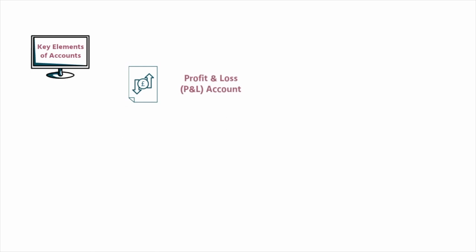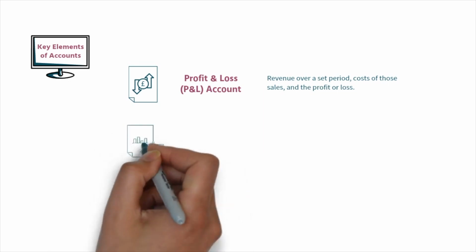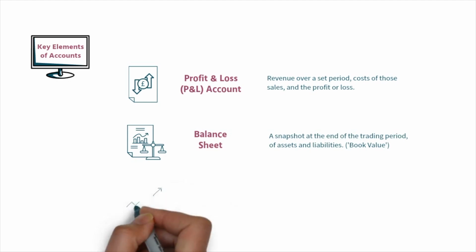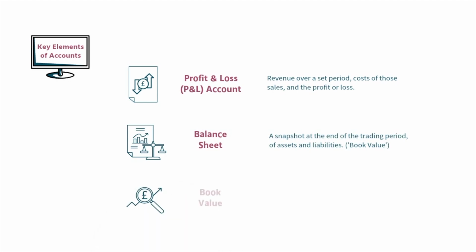The profit and loss account is a record of the sales or revenue generated for a set period, usually 12 months, the costs associated with those sales, and the resultant profit or loss. The balance sheet is a statement or snapshot, at the end of the last day of the trading period, of the assets and liabilities of the business. This effectively calculates the book value of the business. Book value is very often very different to what the business is actually worth. This will be explained in more detail shortly.